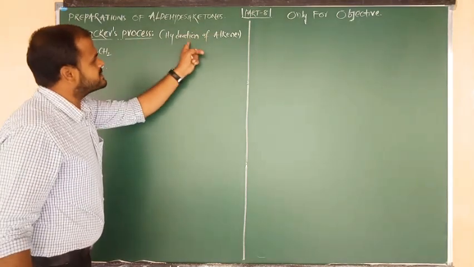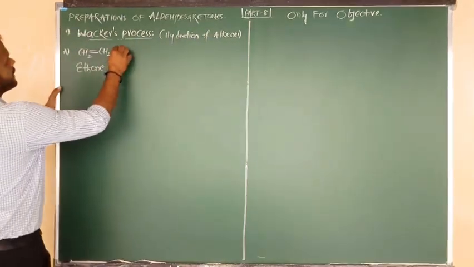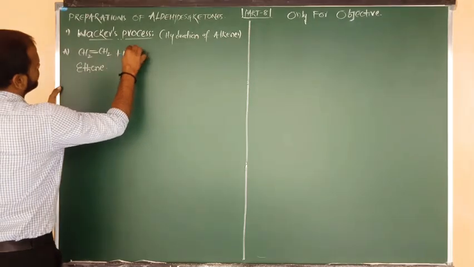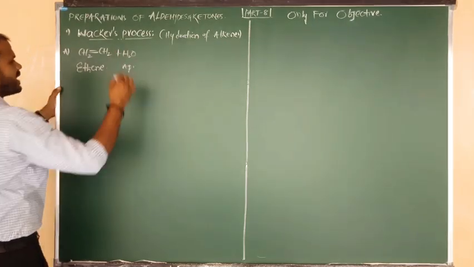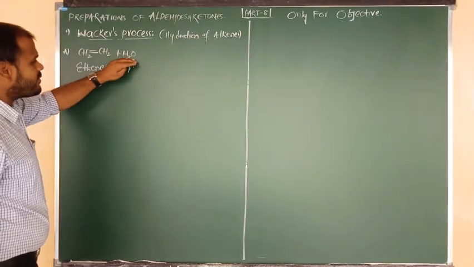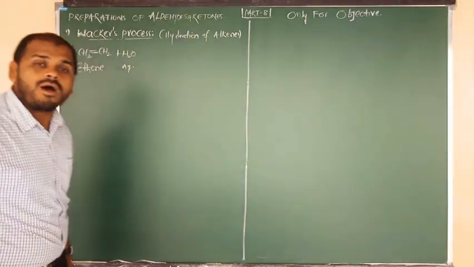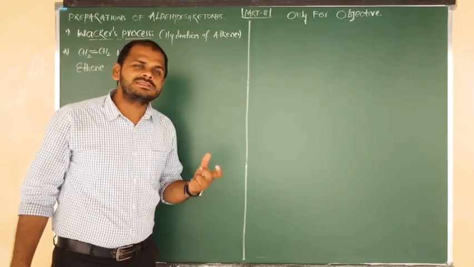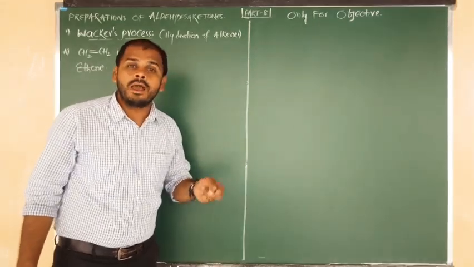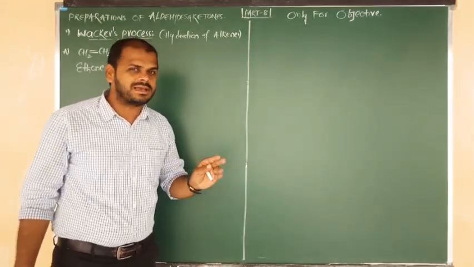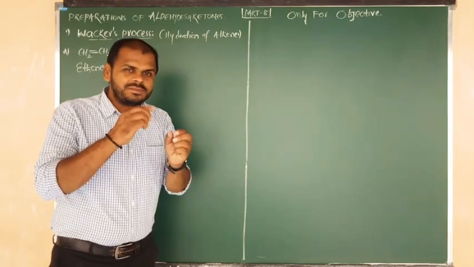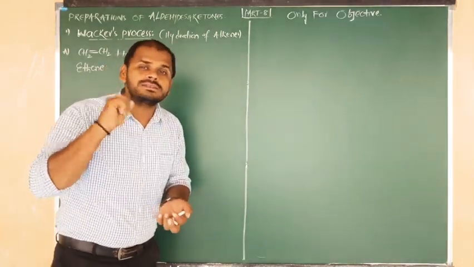It undergoes the process of hydration. What is meant by hydration? Addition of a water molecule, so simply we have to provide aqueous condition. Addition of water takes place to ethene by using Wacker's reagent. What is the formula of Wacker's reagent? Palladium chloride plus cupric chloride. This mixture is known as Wacker's reagent.